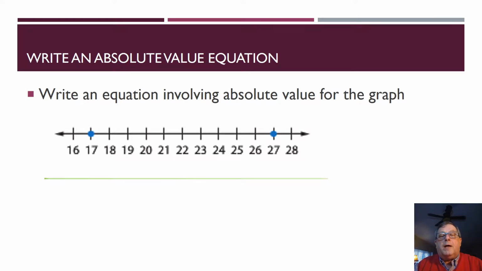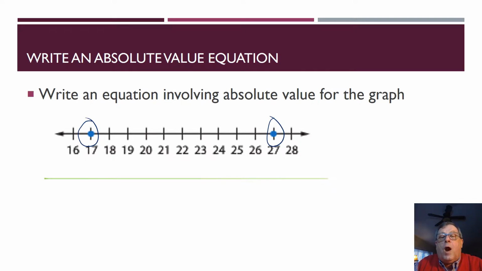Well, now we're asked to write an equation involving an absolute value for the graph. So we got a graph here. It's a graph of a number line. And I can see here that my set of numbers ranges from 17 to 27.